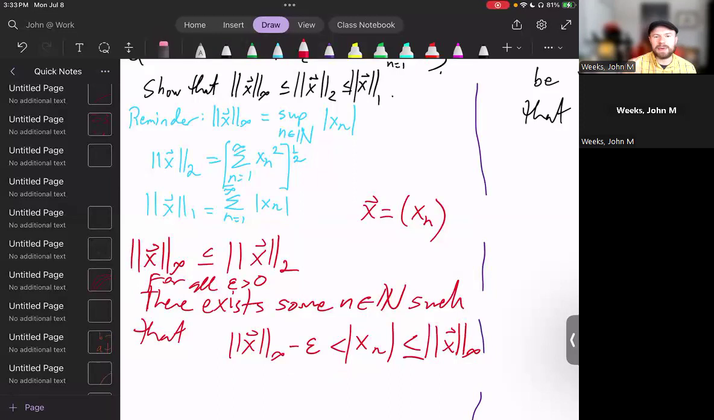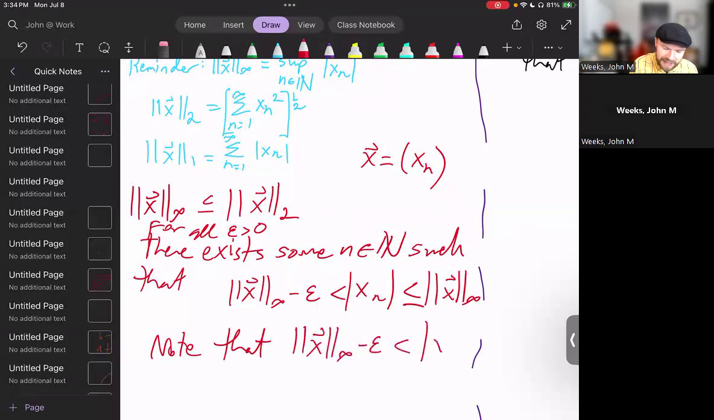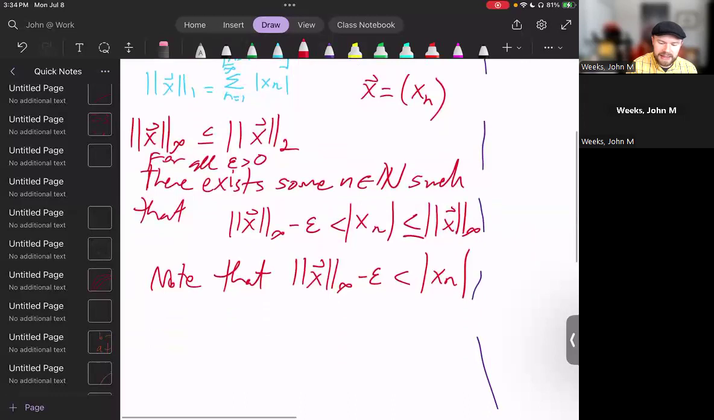So there is a sequence element greater than it. So for all epsilon greater than 0, there exists this n. What can we say about this then? Note that the norm of x infinity minus epsilon, we know this to be less than the absolute value of x of n, which is equal to x of n squared to the power of 1/2.